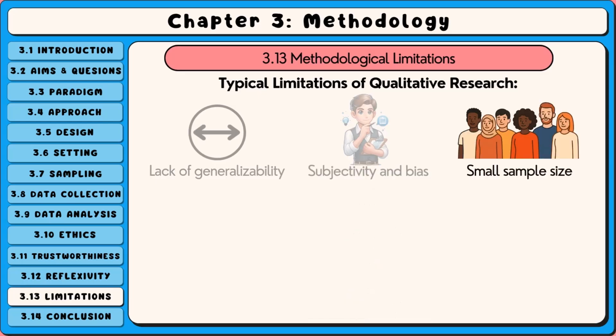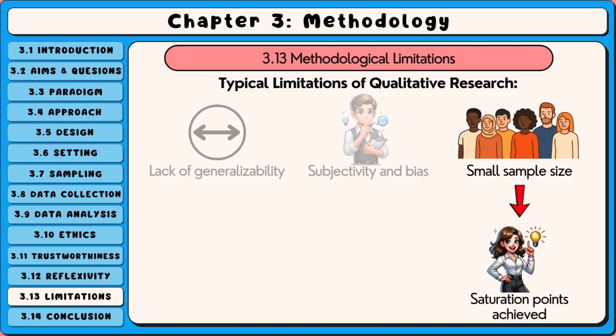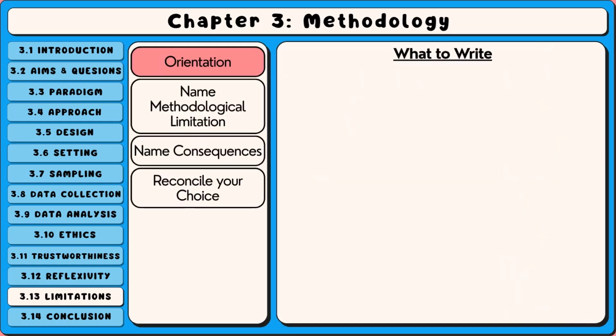A third typical limitation of qualitative research is the fact that qualitative studies tend to have small sample sizes because you cannot have one-to-one interviews with hundreds or thousands of people. They're just too detailed and in-depth. A way to show that you mitigated this limitation is to say that you achieved saturation points or information power as discussed in the data sampling section of this chapter. So here's what to write.